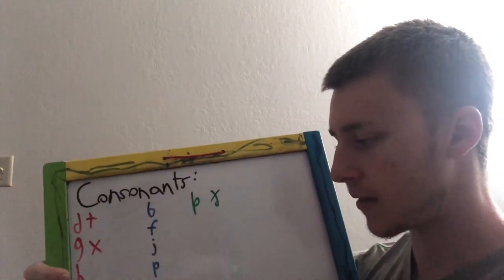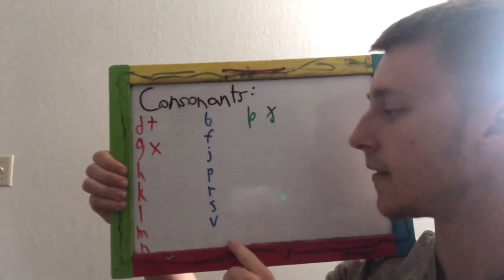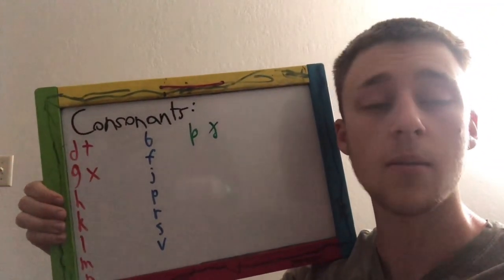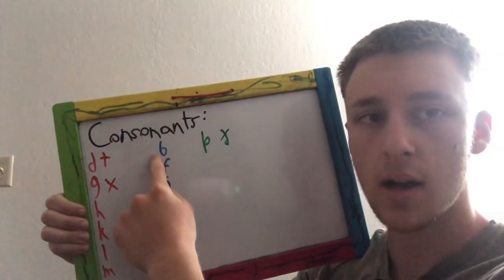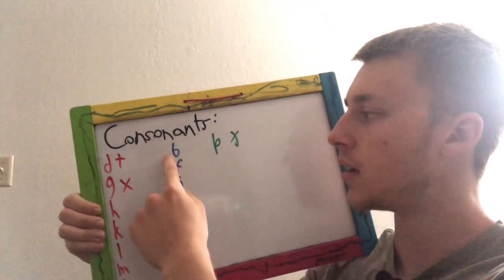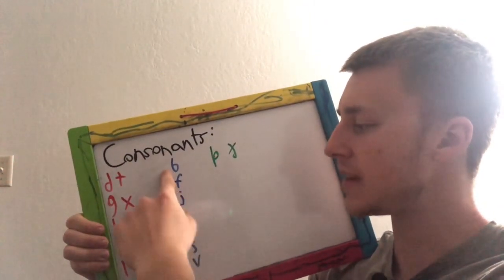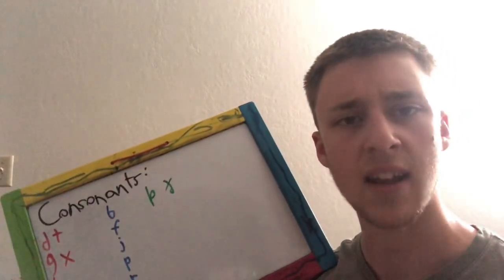Next we have these blue consonants. These ones are letters we recognize, but they don't represent the same sounds. So we have b, f, p. I wasn't quite sure if I should include these or not, because I guess it kind of depends on how you pronounce it.